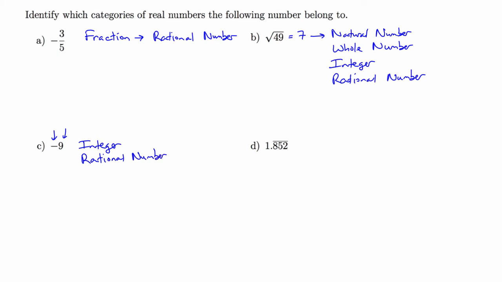In part D, we have a decimal. So what I first look at is I see that bar on top of the decimal, which tells me that this decimal is repeating. I know that repeating decimals are rational numbers. If a decimal repeats or a decimal terminates, meaning it stops, it is always a rational number. But because it has that decimal component to it, it is not a whole number, an integer, or a natural number. So the only subcategory this fits into is the set of rational numbers.